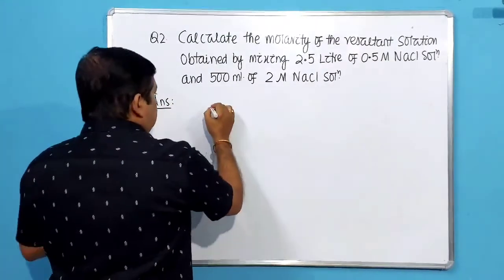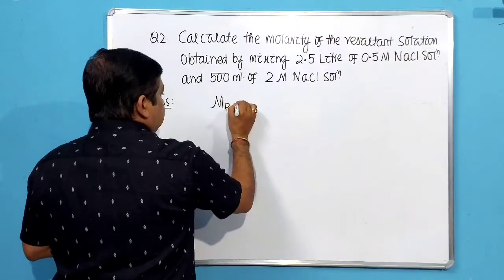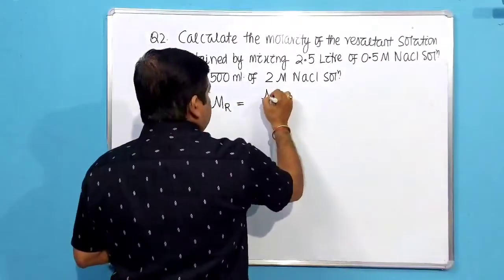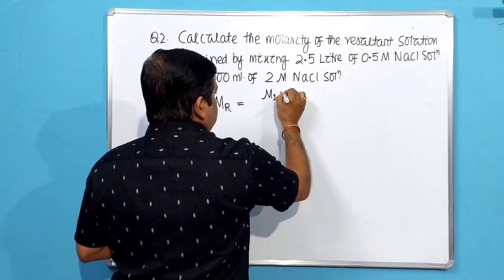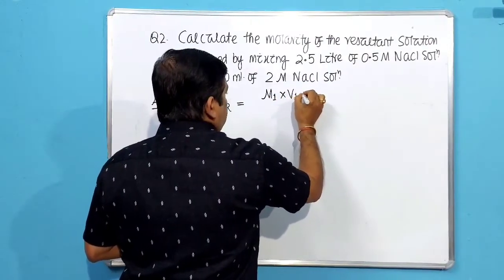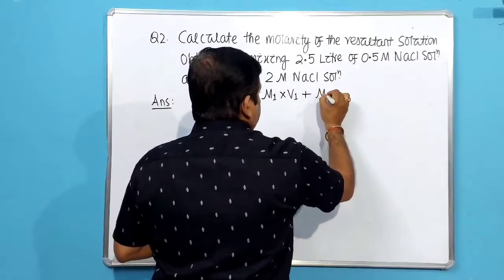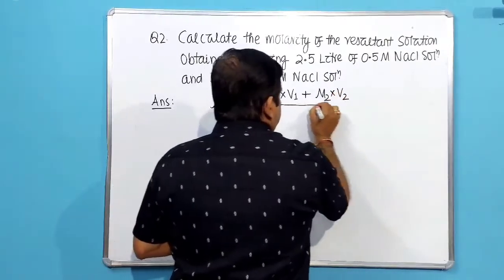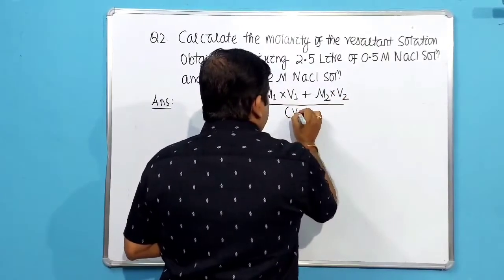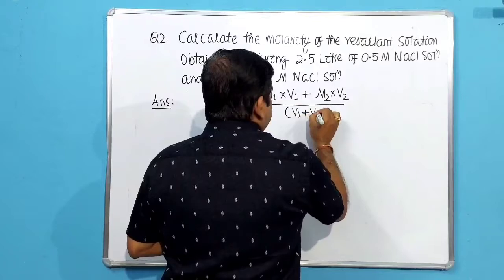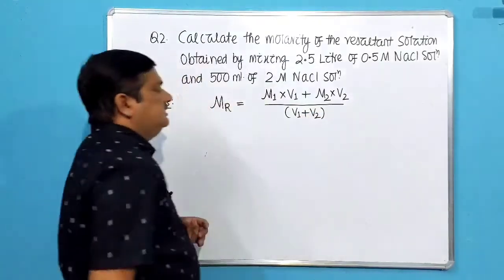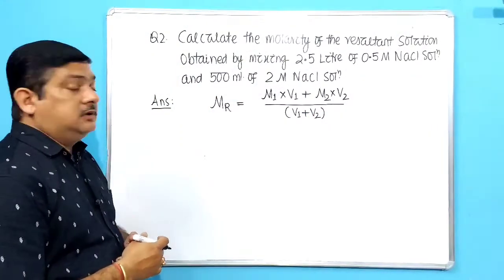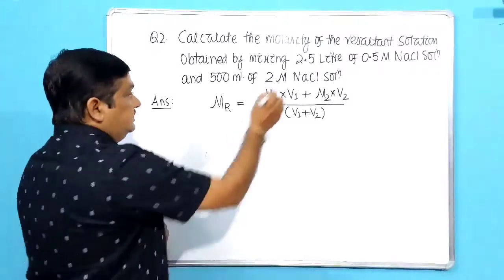What is the formula I told you? Molarity of the resultant solution. Molarity of the resultant solution is found out by using this formula. M1 into V1 plus M2 into V2 divided by V1 plus V2. So this is the formula to calculate the molarity of the resultant solution.